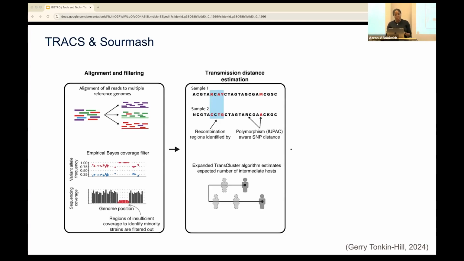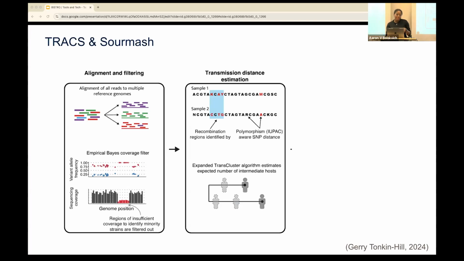And then you have these SNP distances that are calculated rapidly, right? With an IUPAC-aware bit set algorithm. And so it really excludes these high SNP density regions that are caused by recombination. And then you can have this option of using an enhanced trans cluster algorithm.